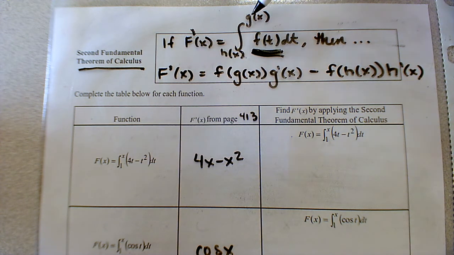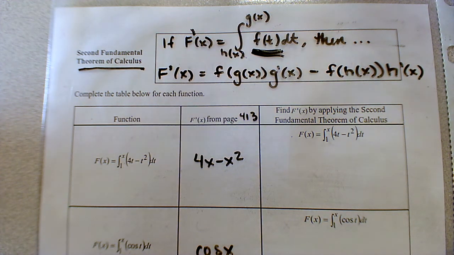What happened though was, depending on what the bounds were, we didn't always end up getting the same exact function back. So this is why the bounds are pretty important. When we're using the second fundamental theorem of calculus, aka when we're taking the derivative of an integral, you do not have to find an antiderivative. Okay, I'm going to repeat myself. You do not have to find an antiderivative. You do not have to work backwards.